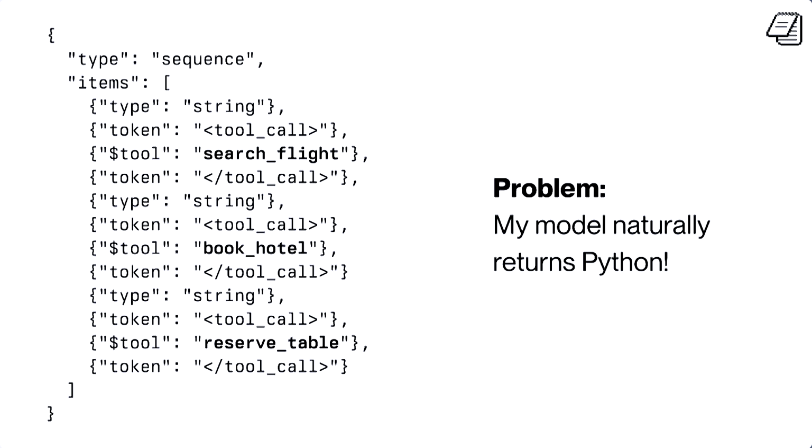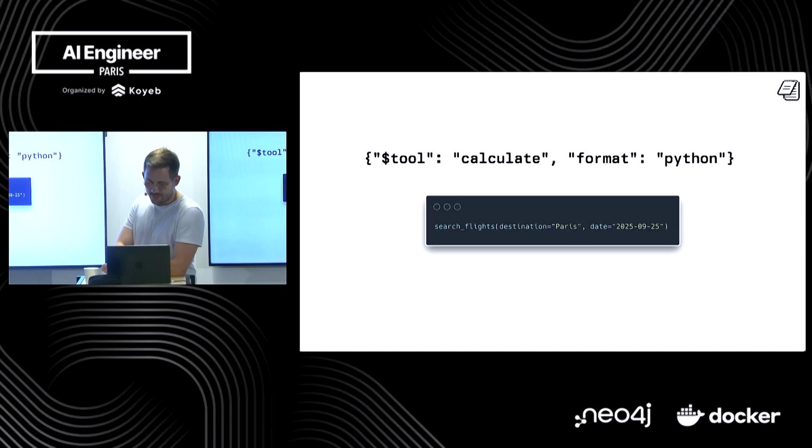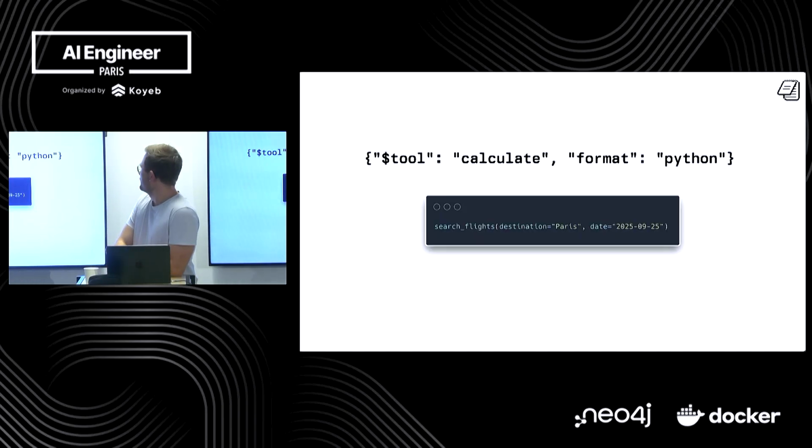And so you see that you can have fun because you can combine all of these. The whole JSON schema spec is supported, so you can really go to town with this and completely control the output of the LLM. And you might have another problem, which is, well, my model naturally returns Python. It doesn't want JSON. Well, that's not a problem because when you specify the reference to the tool here, you can actually say, I want you to format it in Python. And so you end up with this.